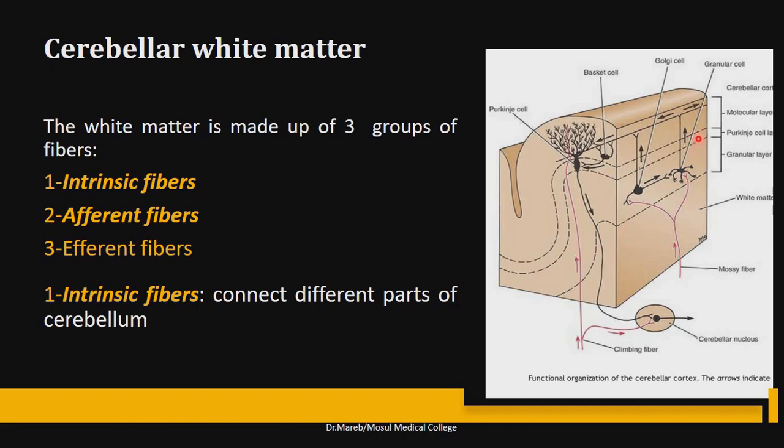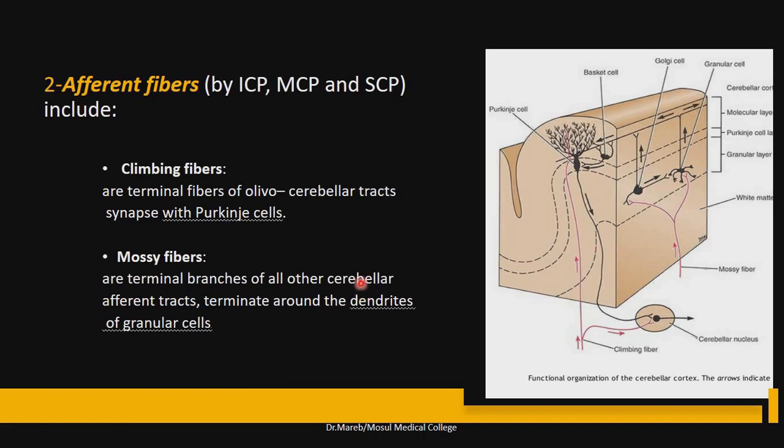Now, look here, just to remind you, this is the cerebellar cortex, which consists of the molecular layer, Purkinje cell layer, and granular cell layer. And these are the cells that we mentioned: the granular cell, which is present in the granular layer; the Golgi cell, also present in the granular layer; the basket cell, present in the molecular cell layer. The first type of fibers present in the white matter is the intrinsic fibers, which connect different parts of the cerebellum, while the second type is the afferent fibers, which include climbing fibers and mossy fibers. Now look here, you can see these are the climbing fibers.